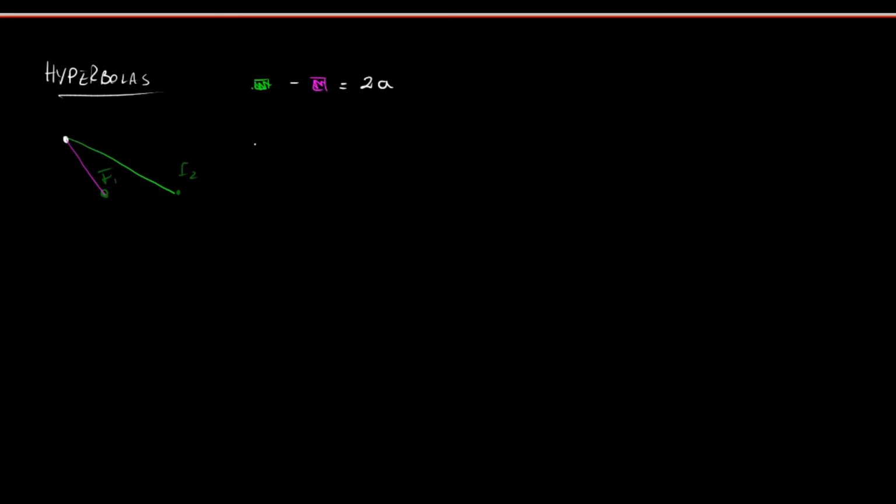So, for example, if now I take a point here, then this point will be a red distance from f2 and blue distance from f1. And what happens here is that blue minus red is equal to 2a. This is very similar to the ellipse, only there's a minus sign instead of a plus sign. And in general, hyperbolas look like this.